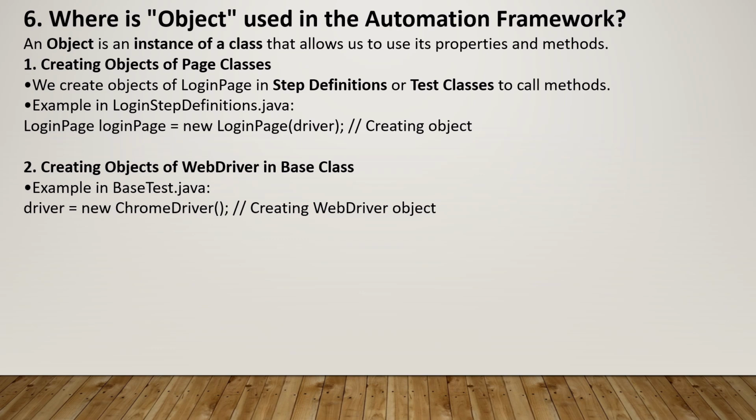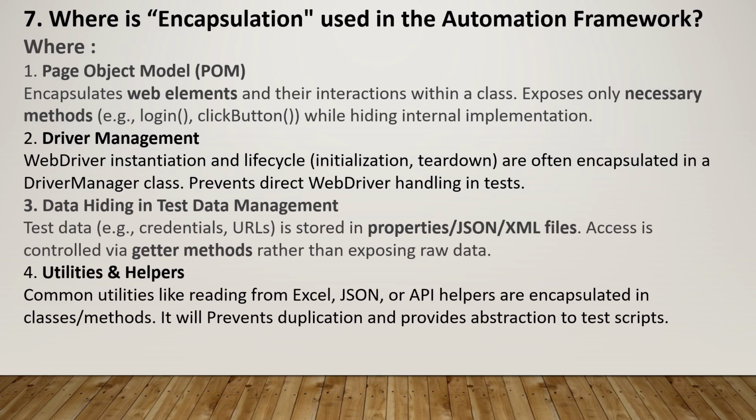Let's move for the another question. Next question is, where is encapsulation used in the automation framework? Let's understand where we use it. First, page object model. Encapsulate web element and their interaction with a class. Expose only necessary methods, that is login, click button, while hiding internal implementation.